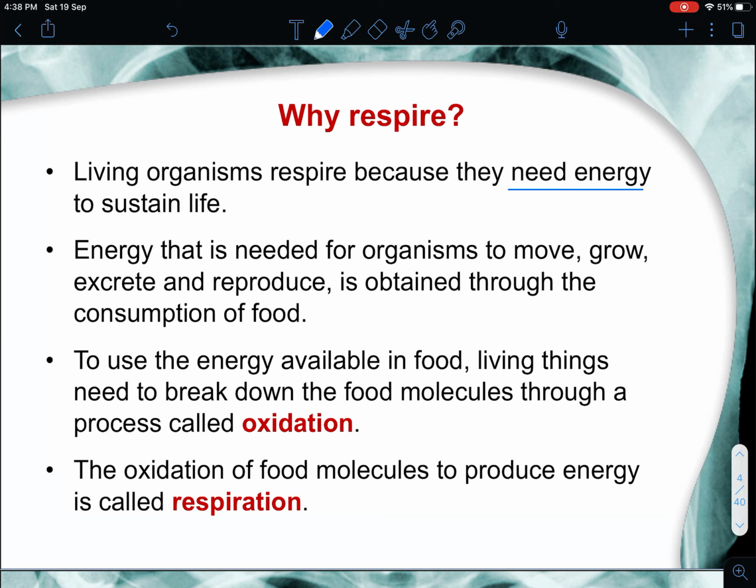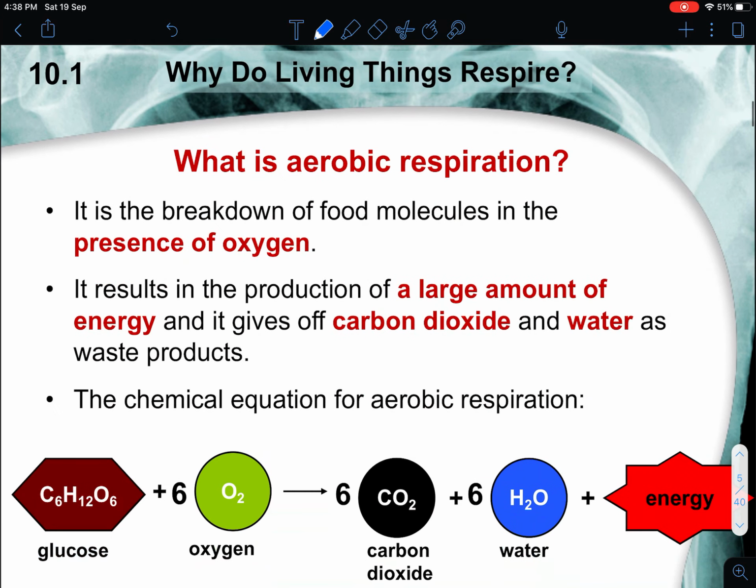Okay, so energy is always required for us to move, to grow, to excrete, and to reproduce. And the main source is generally the food we eat. So to use the energy available in food, living things need to break down the food molecules through a process called oxidation, and the oxidation of food molecules to produce such energy is what we call respiration.